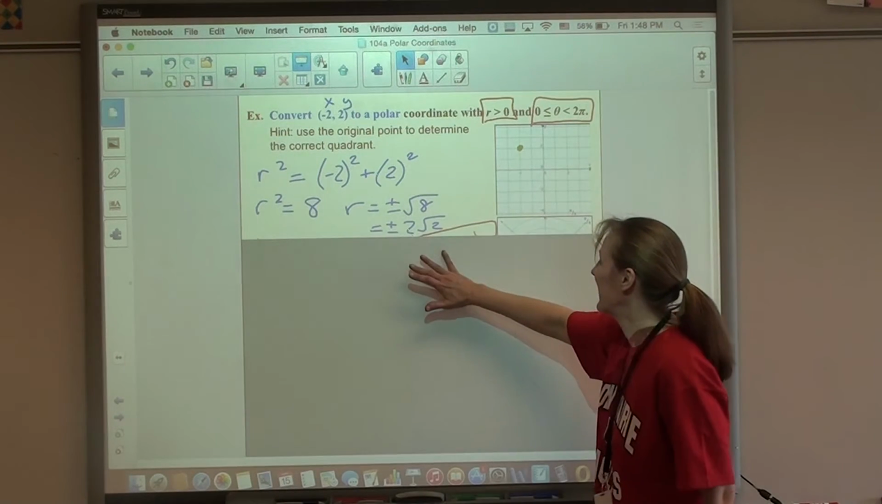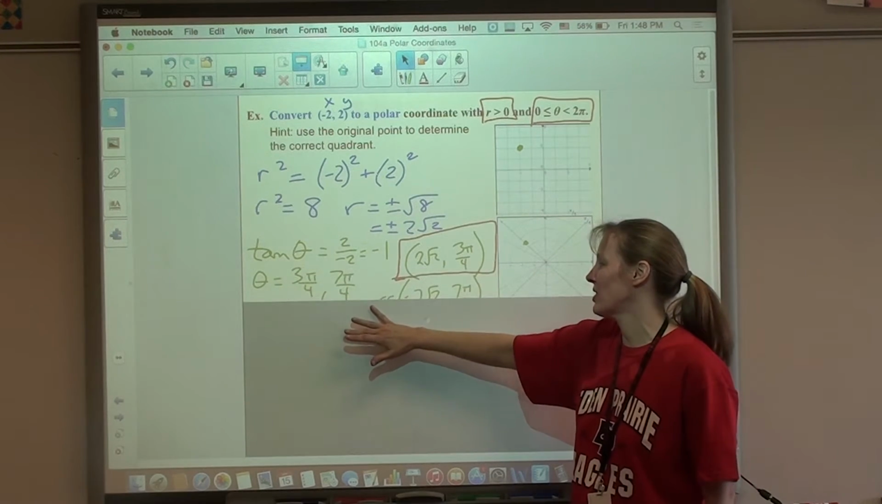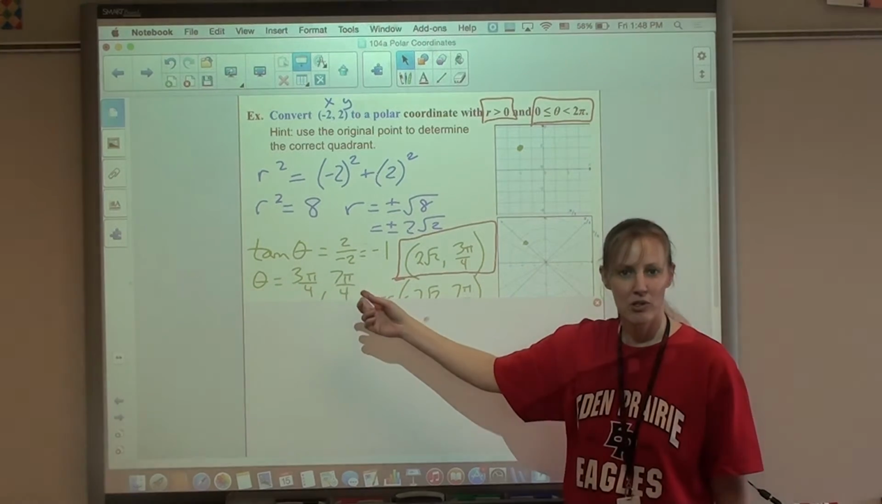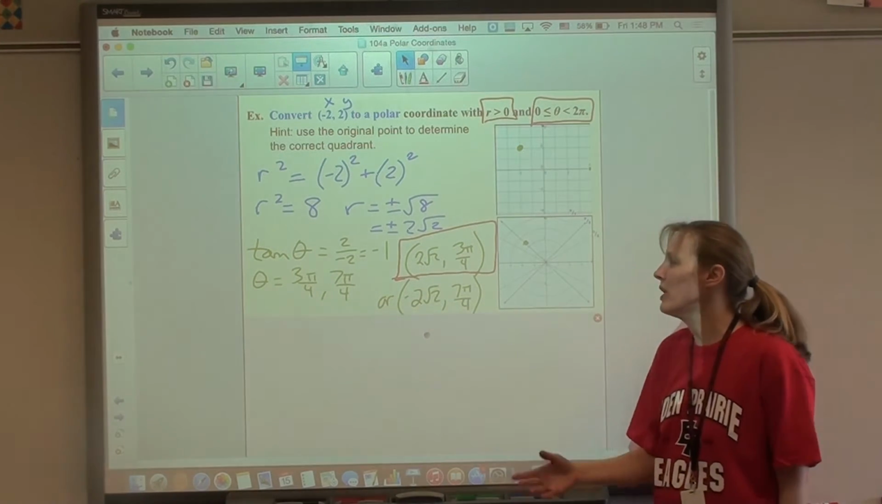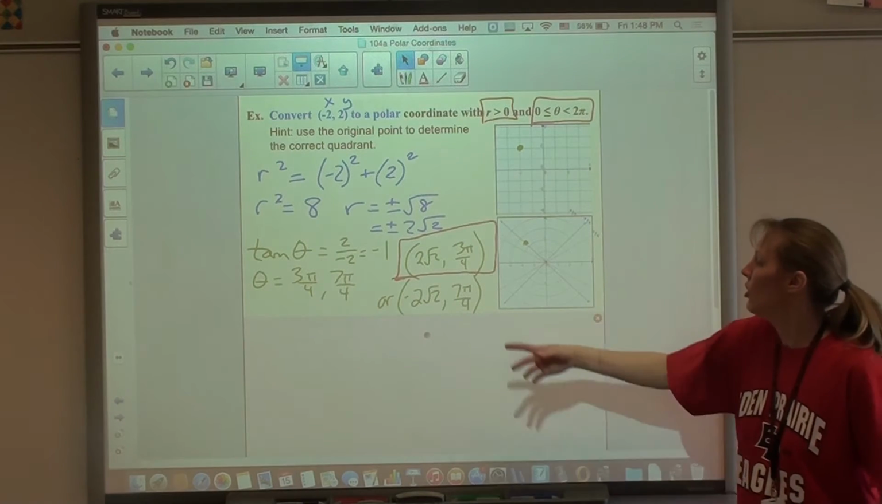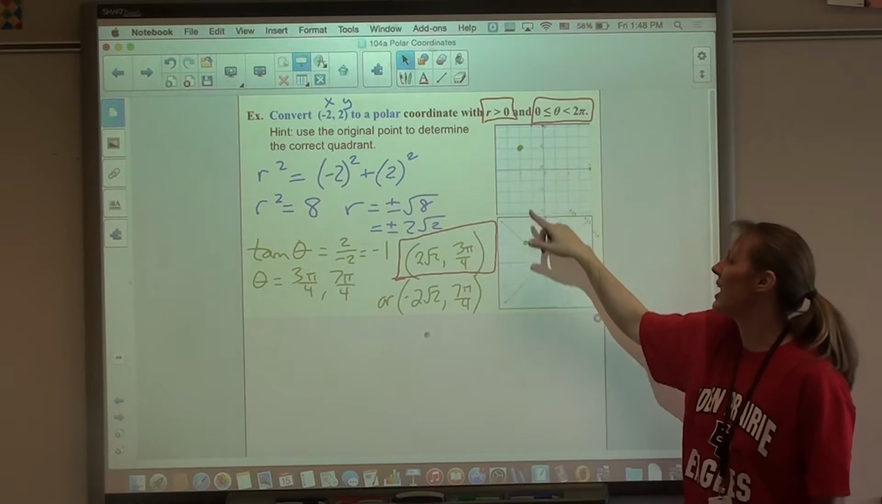Okay, so our tan theta is -1, so our theta is the inverse tan of -1, which is 3 pi over 4 or 7 pi over 4, right? So we can get a couple points out of this. We can get 2 root 2, 3 pi over 4 or -2 root 2, 7 pi over 4. Both of these give us the exact same point.